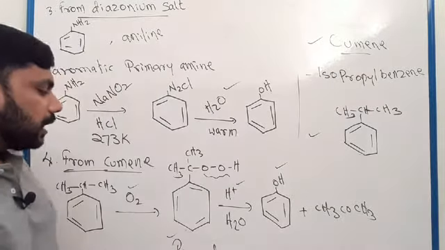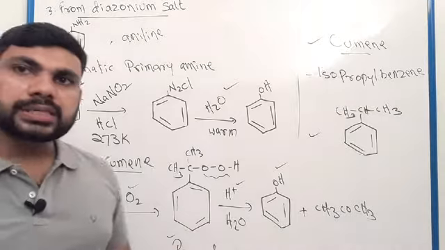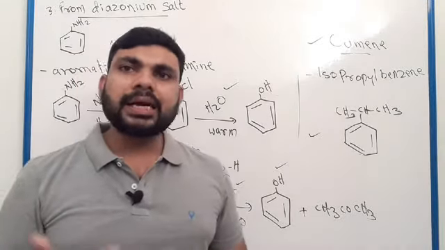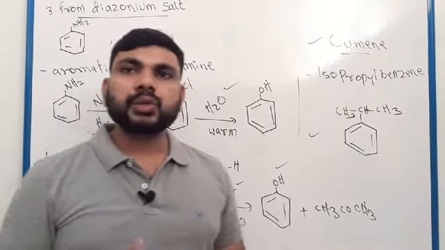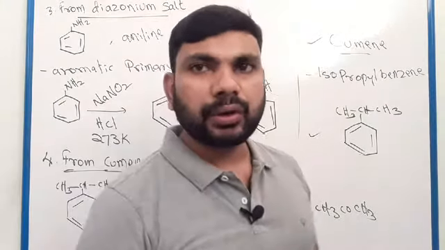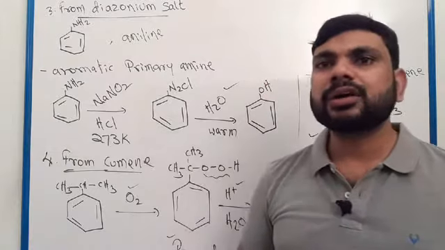After oxidation, it will be peroxide. After acidic hydrolysis, it will convert into phenol. Okay, so here we discuss preparation of phenol from benzene diazonium chloride.